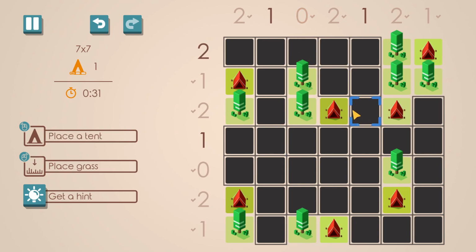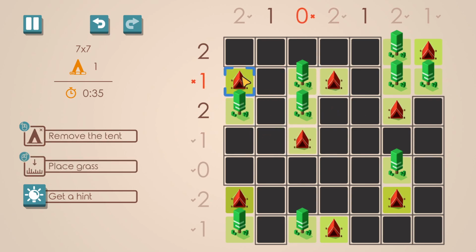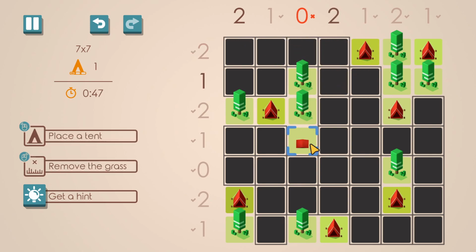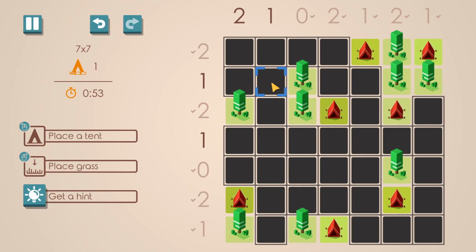None in that row. Okay, so there's 2 in this row. No, it's not that one. It's got to be that guy then. So that's the one. That's the 2. Again, there's nothing in that row, so it'd be that. No, it can't be that. That guy there. There we go.